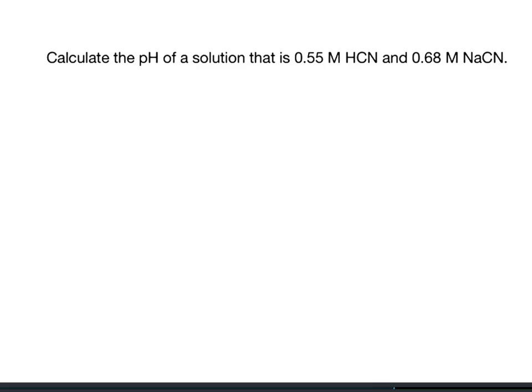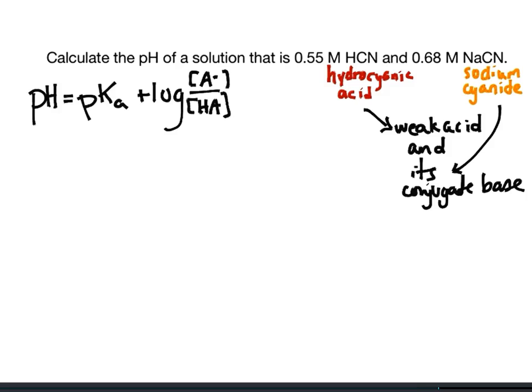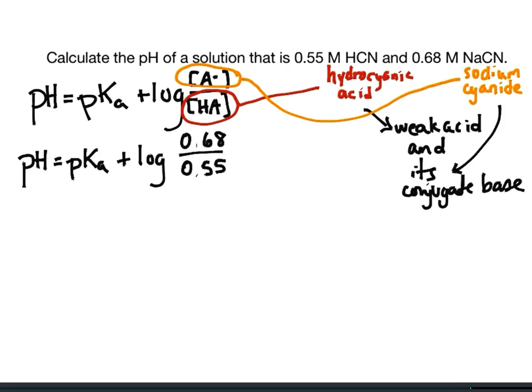I'm going to calculate the pH of a solution that is 0.55 molar hydrocyanic acid, 0.68 molar sodium cyanide. This is a conjugate acid-base pair. So we're going to write the Henderson-Hasselbalch equation down. pKa is the negative log of Ka. Hydrocyanic acid concentration 0.55 is going to go in the denominator. Sodium cyanide is A minus, that's going to go in the numerator. So you get 0.68 divided by 0.55 as that quotient at the end.